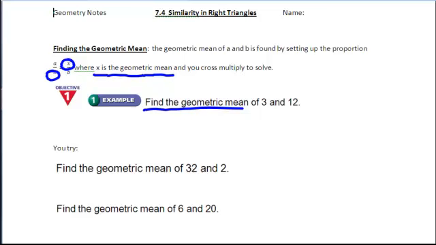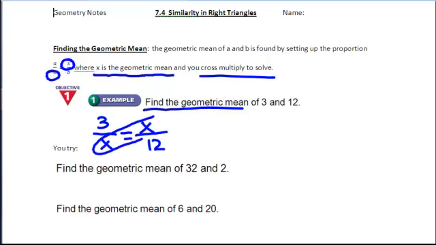So here's my example, example 1. It says find the geometric mean of 3 and 12. So I set up a proportion and I immediately put x in the geometric mean because I don't know what it is. I'm trying to find it. And these are the two numbers I'm going to use, 3 and 12. So I'm going to set up a proportion, and now we're going to cross multiply to solve this.